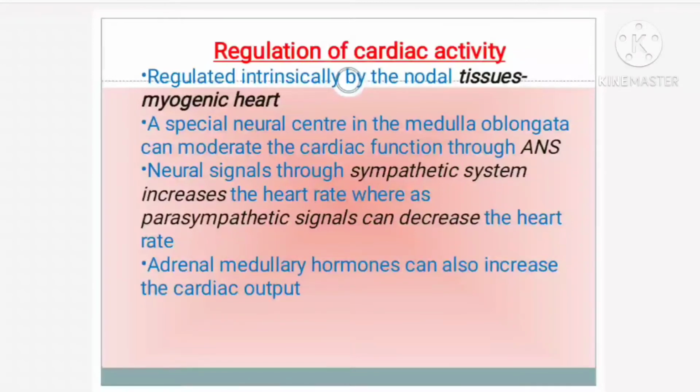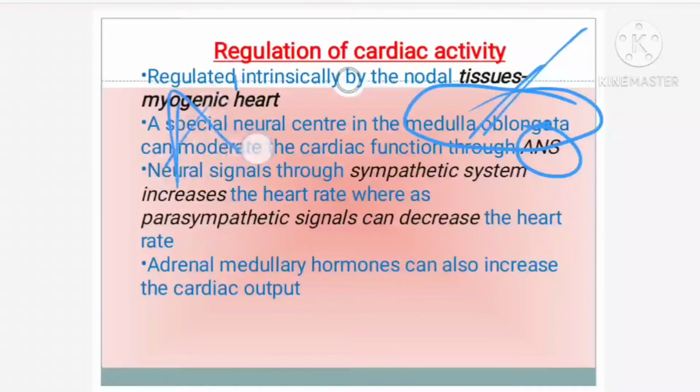So where in the nervous system is this cardiac activity regulated? The cardiac activity is regulated by the part called the medulla oblongata of our brain. So this medulla oblongata is controlling the cardiac activity, my heartbeat rate, through a system called the autonomic nervous system. What is that called?